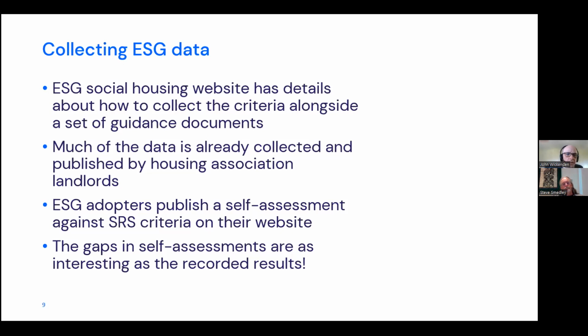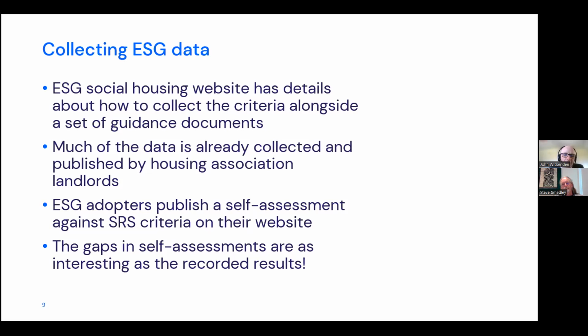So what ESG early adopters pledged to do was to publish a self-assessment against SRS, Sustainability Reporting Standard criteria, on their website. When we looked at this last autumn, between 50 and 55 housing associations had signed up to be early adopters, and probably out of those, 30 had actually published a self-assessment that we could quite easily just download and look through. The remainder, we were able to piece together quite a lot of the information, as I mentioned above.